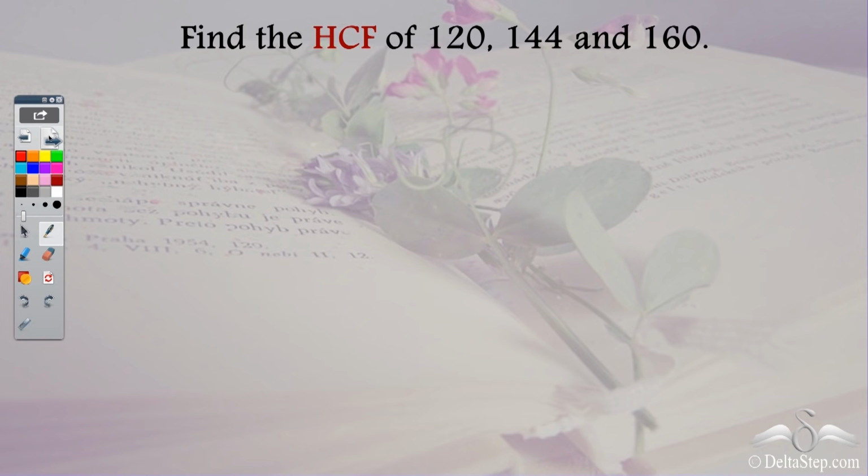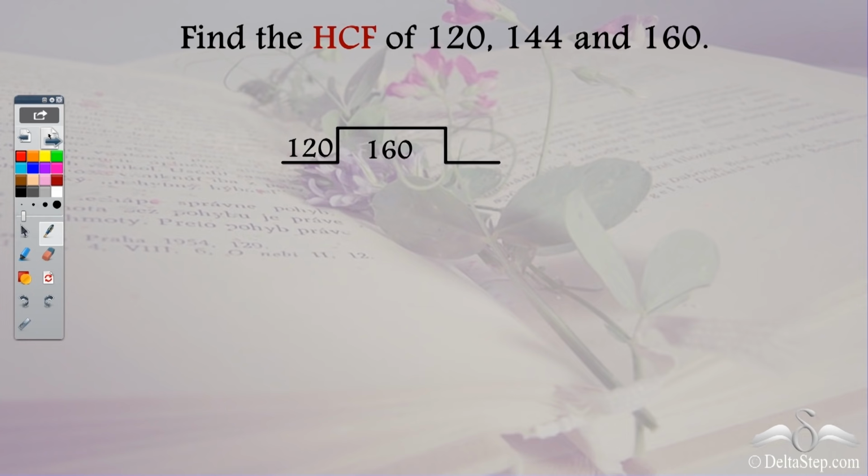So first, take any 2 numbers. You can take any 2 out of the 3 numbers. So suppose I take 120 and 160. I need to first find their HCF. That is, for the time being, forget about 144 and find the HCF of 120 and 160 by the long division method. So I need to divide the larger number by the smaller number. So I need to divide 160 by 120.